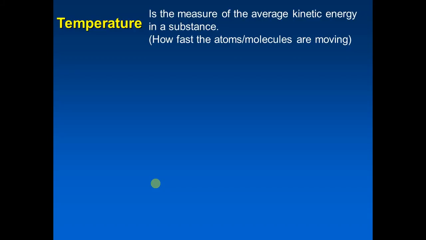Kinetic energy is also known as the energy of motion. And the temperature of the air or any substance, it could be a fluid like water, is a measure of the average kinetic energy. Basically the average speed of the atoms and molecules. Molecules are bonded groups of atoms clustered together. The higher the temperature, the faster the average speed of the molecules. The lower the temperature, the slower the average speed of the molecules.